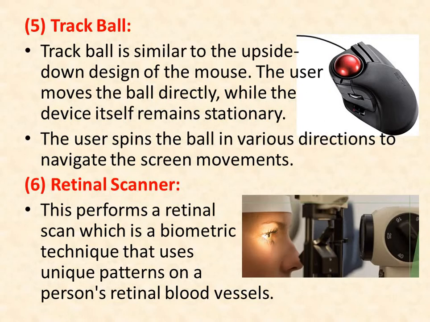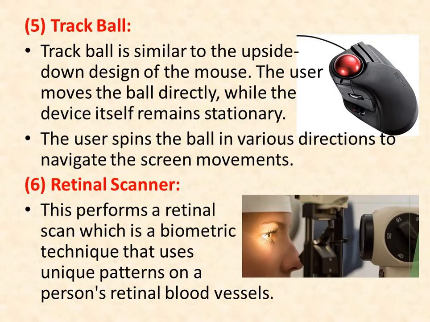The next kind of device is a retinal scanner. This performs retinal scan, which is a biometric technique that uses unique patterns on a person's retinal blood vessels. So once you scan your retina, you can give access to the person. You can easily identify the person in that.